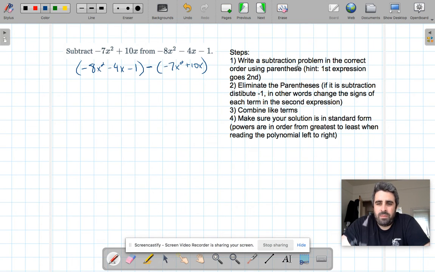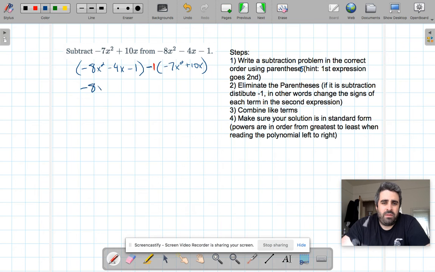I just realized I left off an S here, but we're going to eliminate the parentheses. If this is a subtraction problem, you're going to distribute negative 1. So there's really a negative 1 out here. You can think of it that way, and you're distributing it to each term in the parentheses, which changes the signs. That's the way that I like to think about it. Some teachers will explain it differently, but we're going to change the signs of the second term.